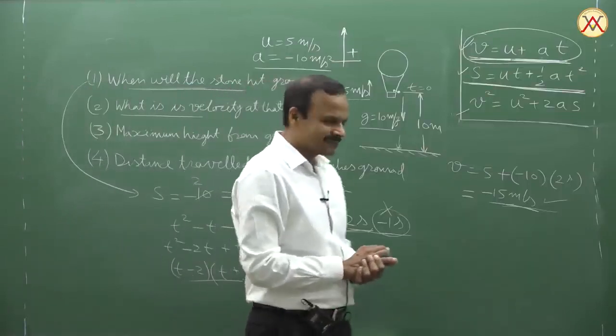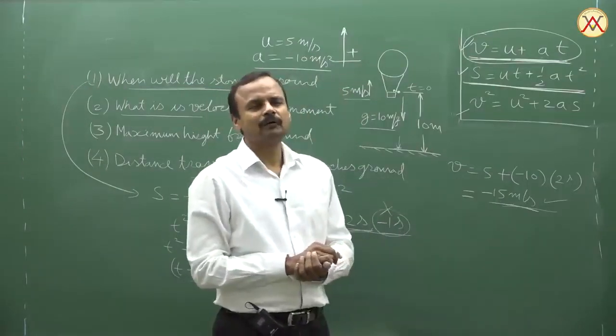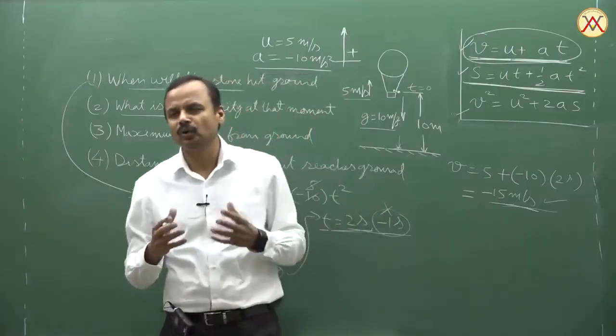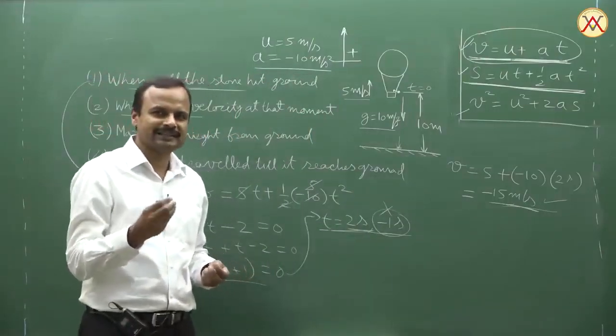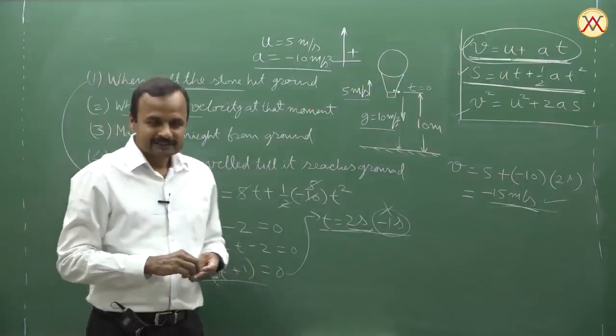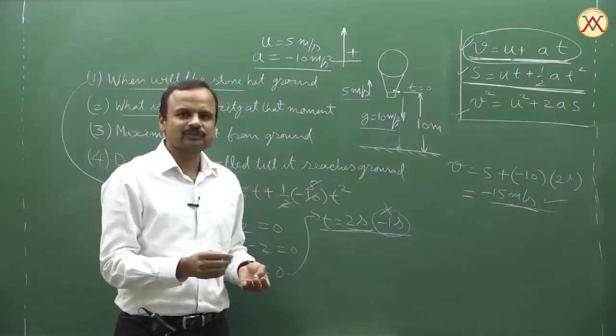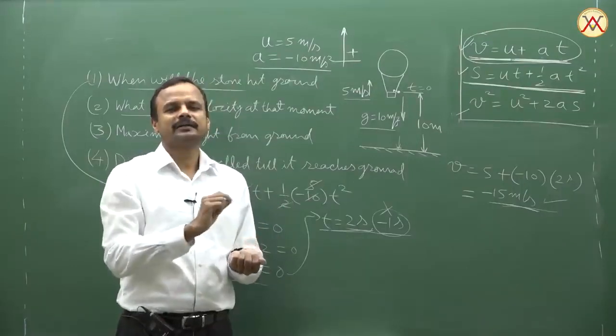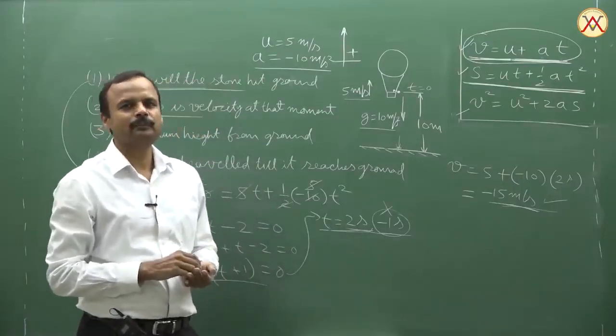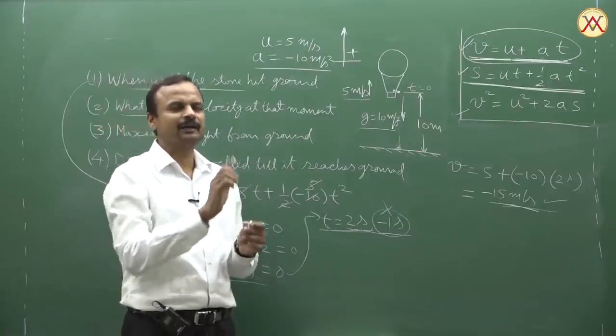Now, maximum height. How do we know that the stone has reached its maximum height? What is the special thing that happens at maximum height? See, initial velocity of stone was upwards. At the maximum height, its velocity becomes 0. It is the turning point.